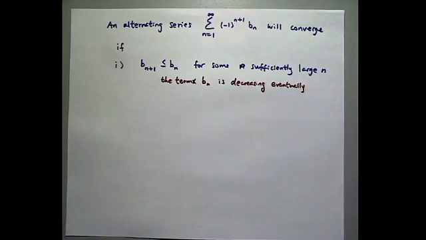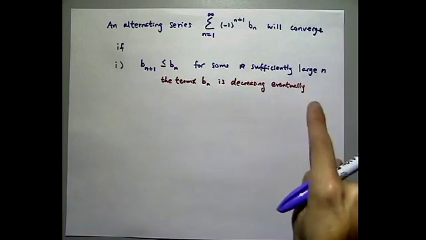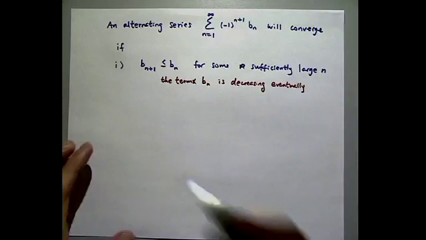It can be changing unpredictably for a little while, but eventually it should settle down. And we want this to eventually be decreasing. And this is what we see in the alternating harmonic series, right? 1, 1/2, 1/3, 1/4. So all the terms are decreasing. So we have that in the last example.